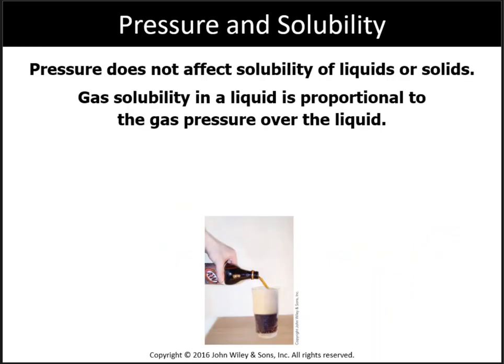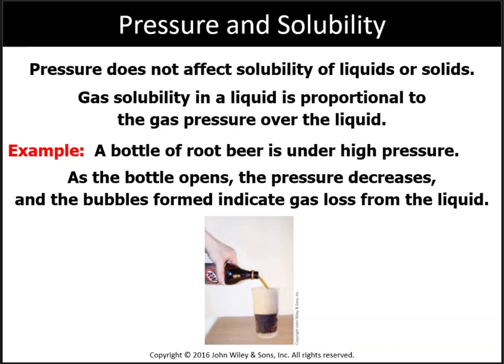So another factor that affects the solubility, or may not affect the solubility, is pressure. Pressure doesn't play a role in the solubility of liquids or solids. However, pressure is important for the solubility of gases. At higher pressure, the solubility of gases is higher.